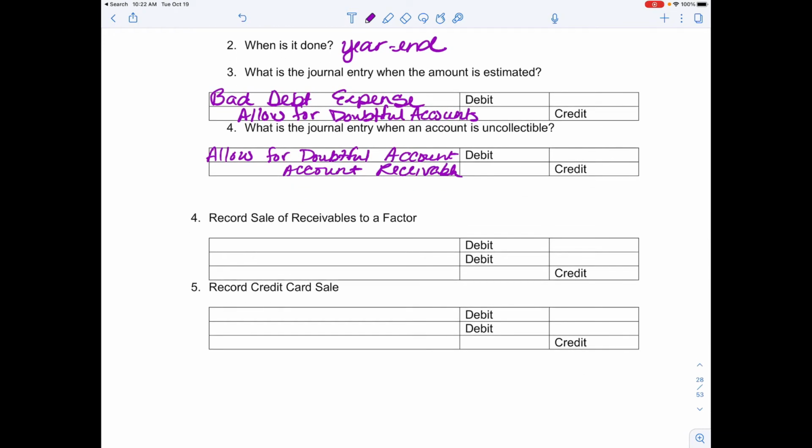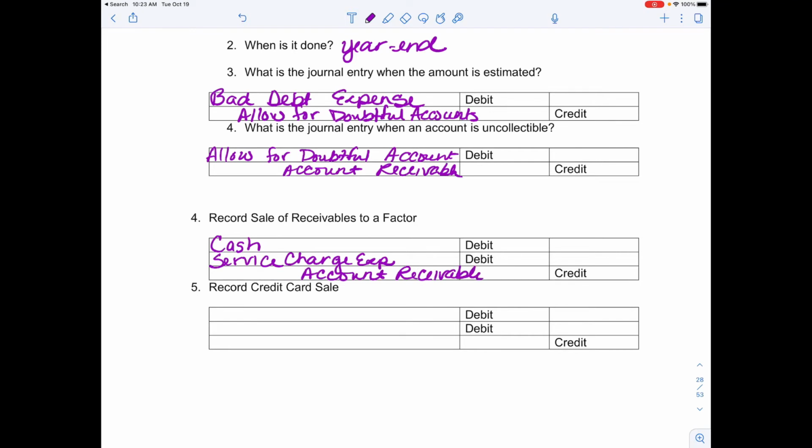As I said before, we can also sell our accounts receivable. Maybe we need some quick cash. There's always a fee to that, so we are willing to take less cash than what the accounts receivable is actually worth because we need that cash right away. And we charge that difference to the service charge expense. And we're going to credit that account receivable and get it off our books.